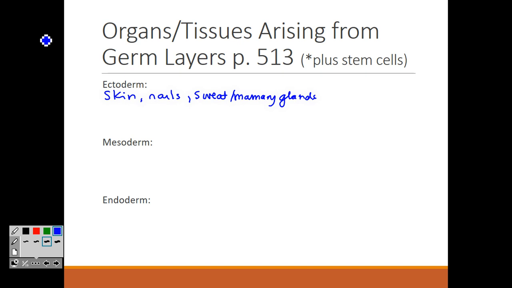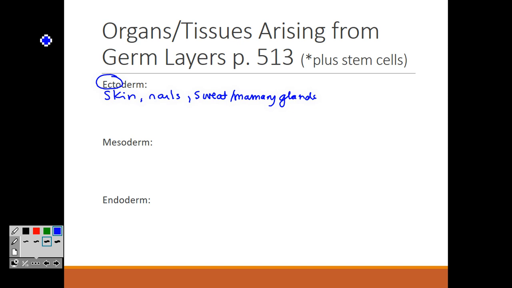So if you think about this first line of stuff, it's stuff that's attached to your skin, stuff that's near your skin or stuff that is your skin. It's the outside layer of you. And conveniently, that's what ecto means in ectoderm. So we're talking about the outer layer.